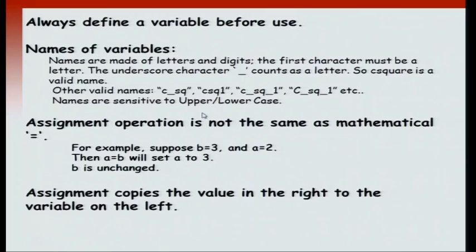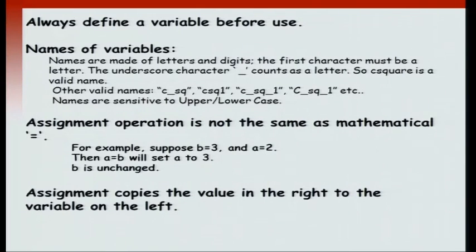One thing to note is that the names are sensitive to upper and lower case. So for example, capital C centigrade is different from a centigrade which starts with a small c. So these are two distinct variables. Okay. That's a common source of errors when you start programming.